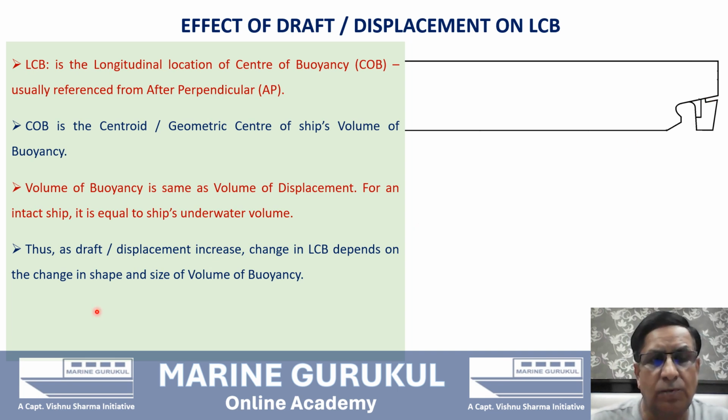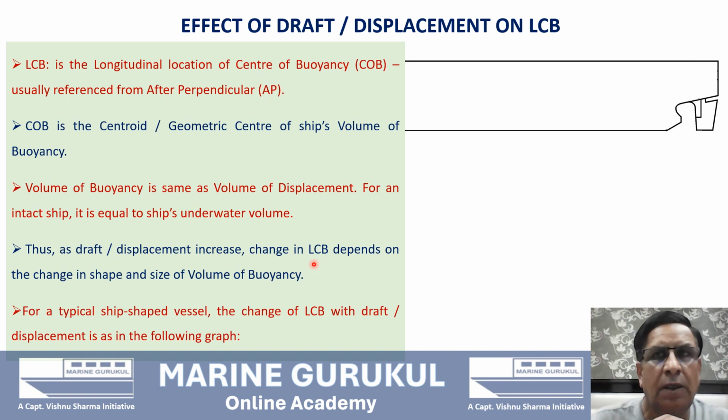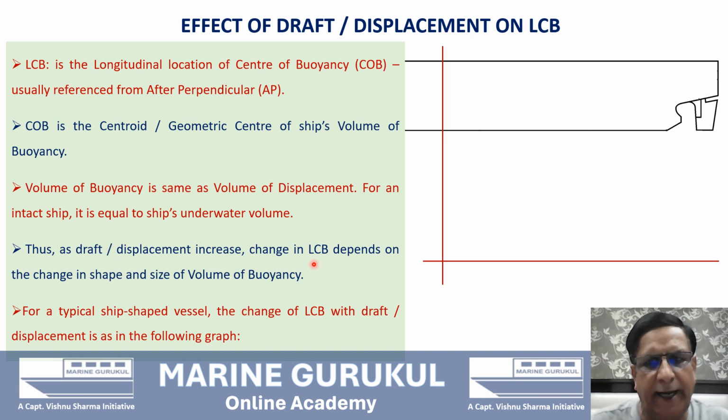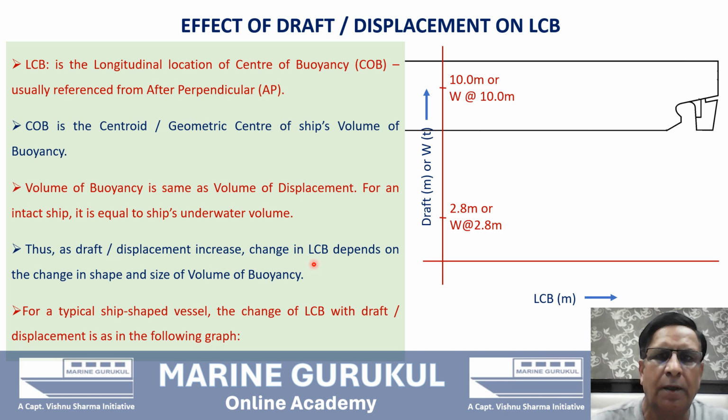How does this volume of buoyancy change in the fore and aft direction? For a typical ship-shaped vessel, the change of LCB with draft or displacement can be seen as per the following graph, which is actually for MV Hinge ship. And what do we see in this case? The LCB is slightly higher here. It gets a little higher. So there is a slight change from here to here. In this case, moving a little forward, that means LCB is increasing.